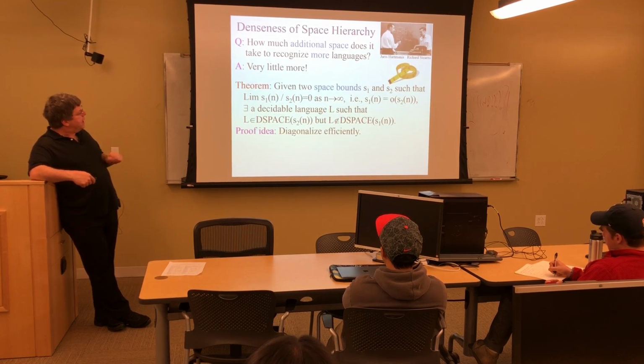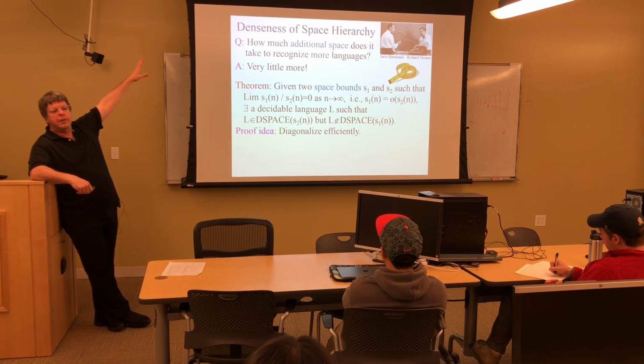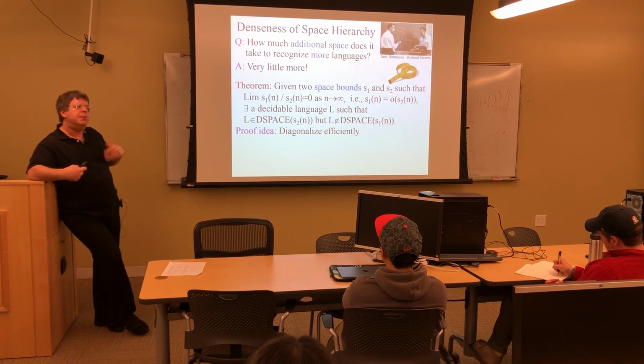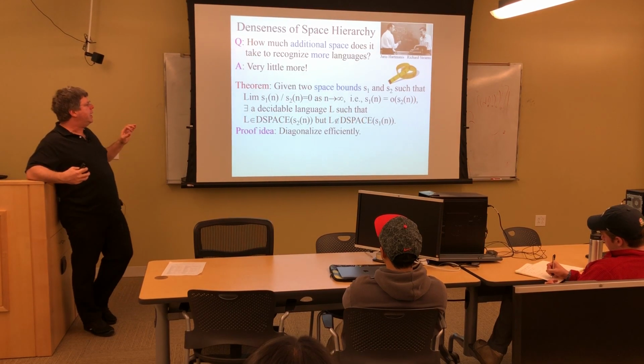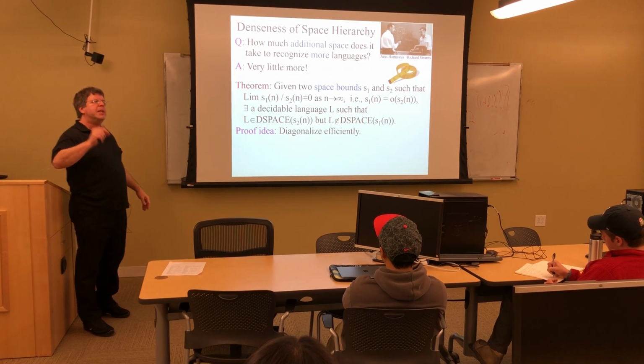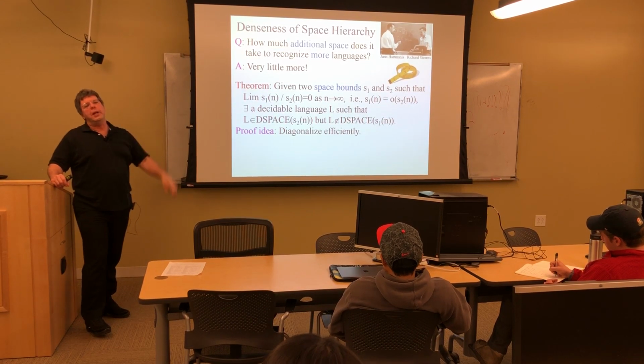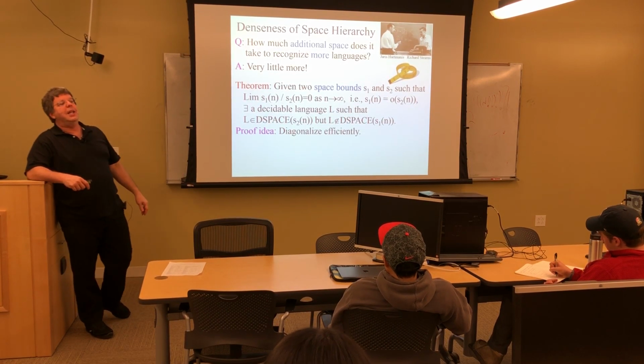The way to prove this is exactly the same argument as before for the space and time hierarchy theorem, except when you diagonalize, try to do it efficiently. Don't just waste a lot of space and time doing the simulation. Just do it very thriftily. And it turns out a little bit of extra space, however little, as long as it's asymptotically more, is enough to get you new languages that you could not recognize with any lesser space than that.